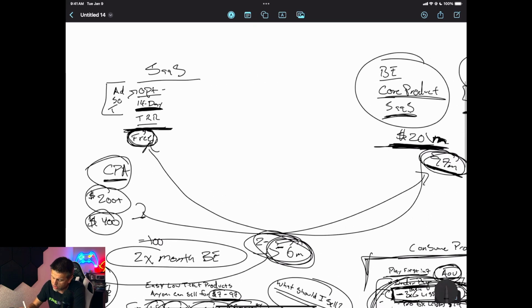So on the front, for your SaaS product, you're not necessarily selling the software. You're just showing them how to create. Once again, I don't know what I'm doing here.